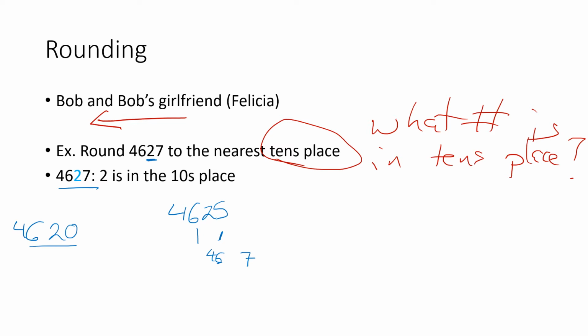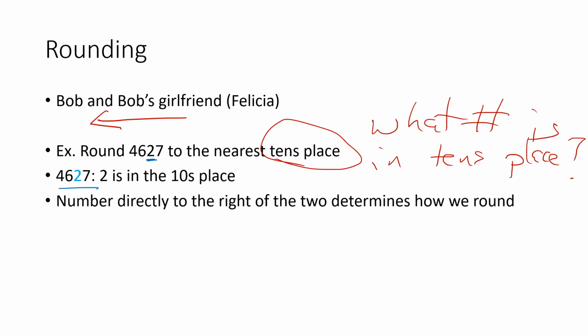Let's look practically now at what we do to figure that out. Go back and revisit our lovely couple, Bob and Felicia. They're having a lot of fun together in quarantine. So the number that's directly to the right of our 2 determines how we round. So our 2 right here, that's Bob. Meet Bob. The number that's directly to the right of Bob, the 7, is the number that tells Bob what to do. That's Felicia. They're a sweet couple. Felicia's going to tell Bob what to do. She's going to tell him if he's going to go up or stay the same.